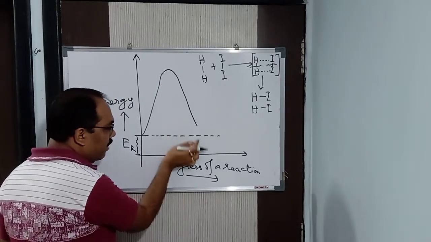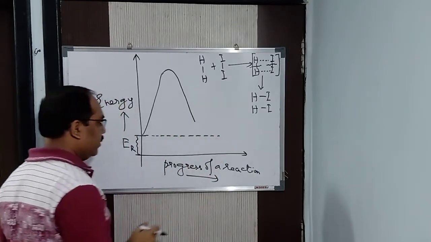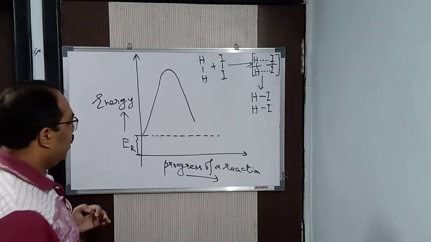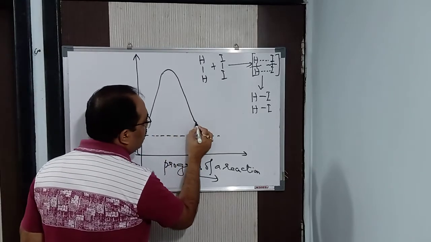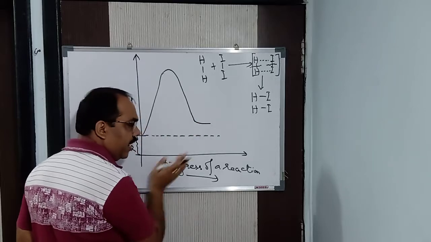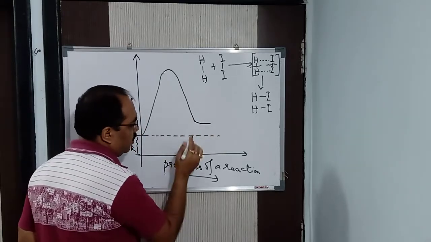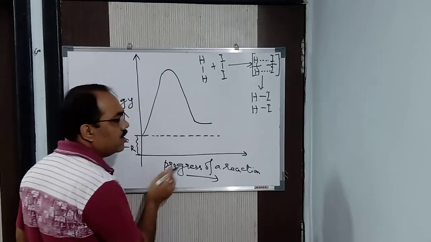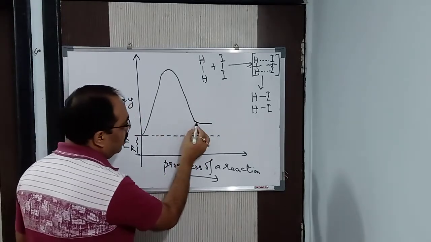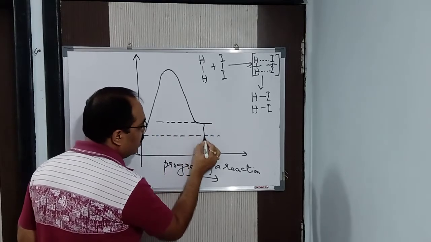Now the graph can come below or it can come above, depending upon the nature of the reaction. That means the energy of the product can be either above the energy of the reactant or below the energy of the reactant, depending upon the nature of the reaction. Let us say the energy of the product is above the energy of the reactant. This much is your energy of the product.